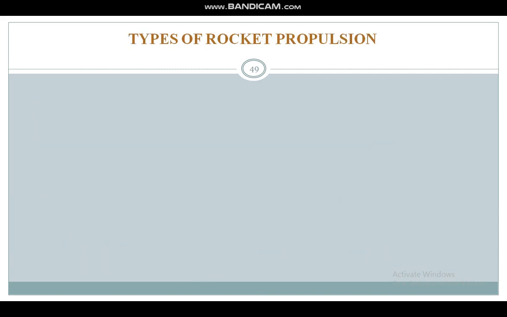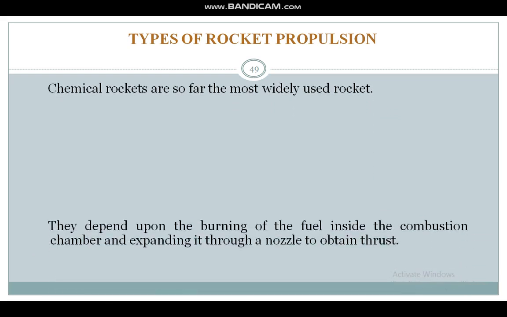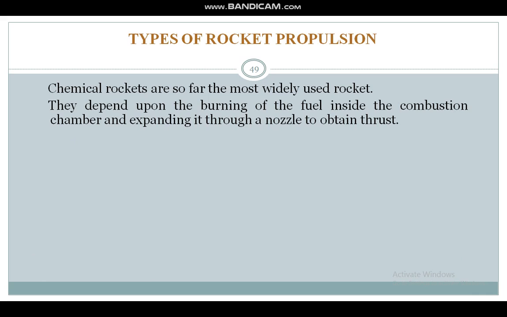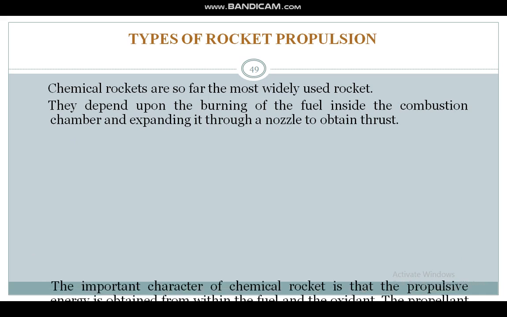Now let us go to the rocket propulsion. That is the last part. Chemical rockets are so far the most widely used rocket. They depend upon the burning of fuel inside the combustion chamber and expanding it through the nozzle to obtain thrust.